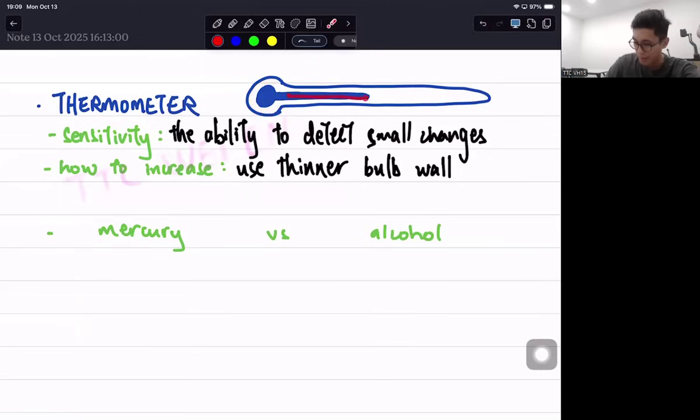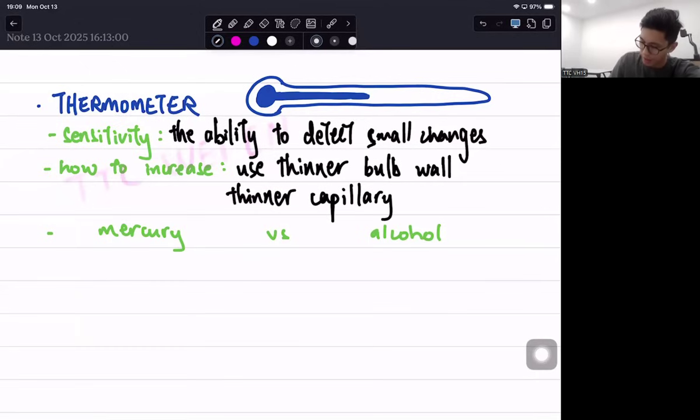And also in the middle, this part where the liquid goes up and down, we want it to be thinner. So a thinner capillary tube. The middle part where the liquid goes up and down is called the capillary tube. So use a thinner capillary tube, or decrease the diameter of the capillary tube.